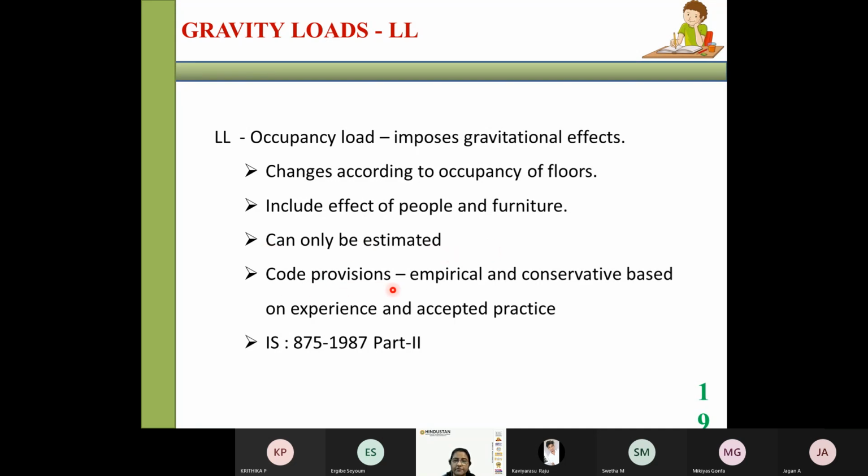For that, we have a codal provision. The Indian Standard has given a codal provision, IS 875, 1987, Part 2. Part 2 gives the live load. What does Part 1 say? IS 875 Part 1. Do you know that? What does Part 1 give?